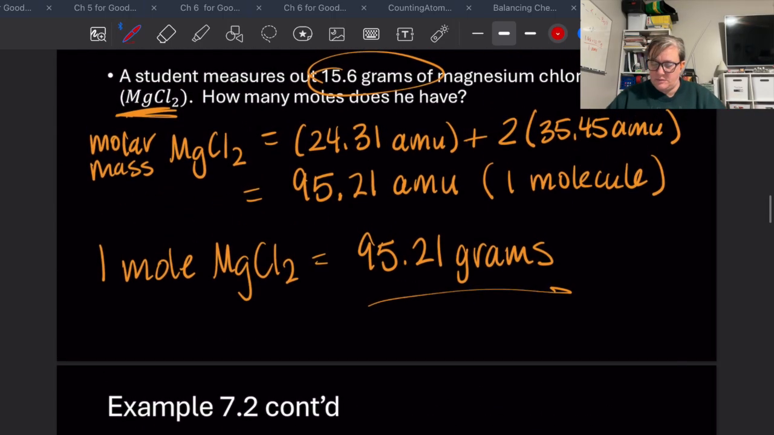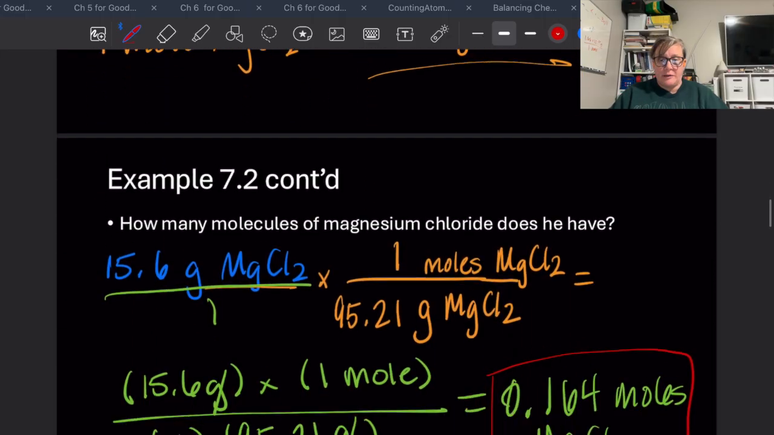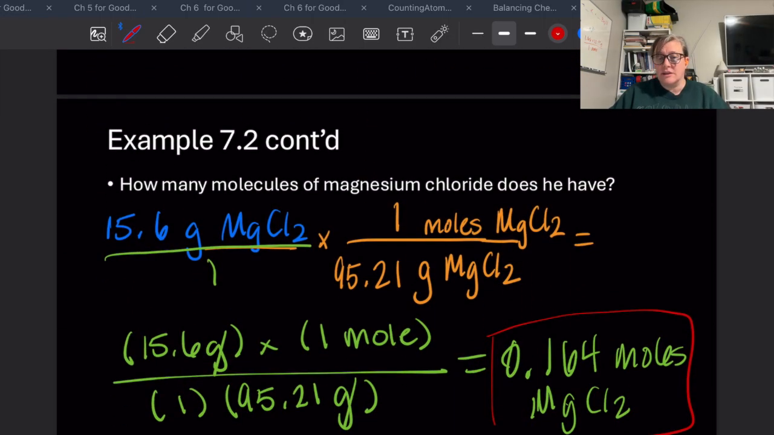Now if we're looking at that and we think, okay, up here I got that 1 mole is about 95 grams. We only have 15 grams, so we should get much less than a full mole, right? We got less than a fifth of a mole. If you have questions, write them down and bring them to me.